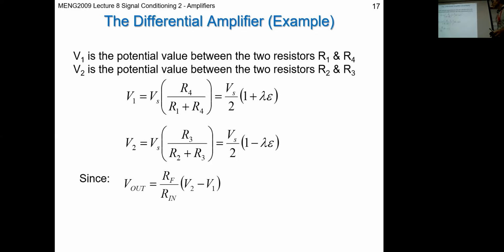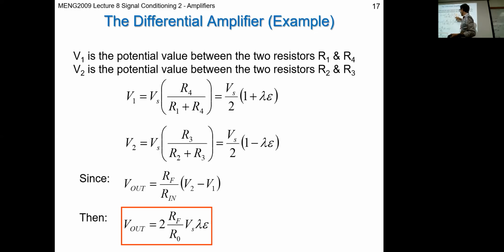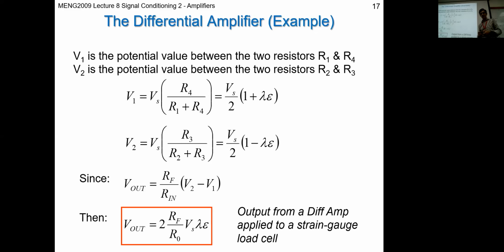RF is as is. We substitute in V2 here, V1 here. These are negative, so they cancel out. You just end up with 2 RF upon R0 times your source voltage times your gauge factor times your strain. All right, so we have a nice little equation, but now we need to substitute in the values we were given from the outset at the start of the question.